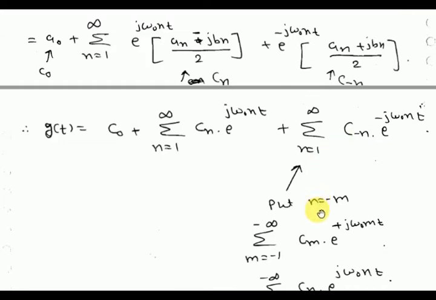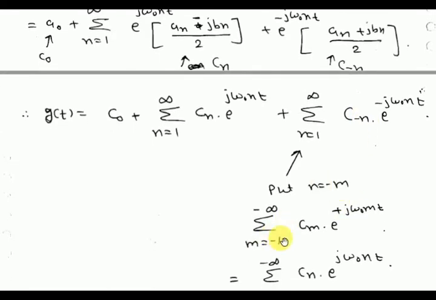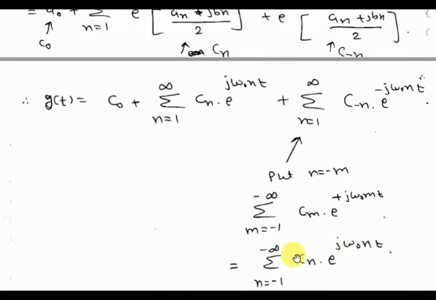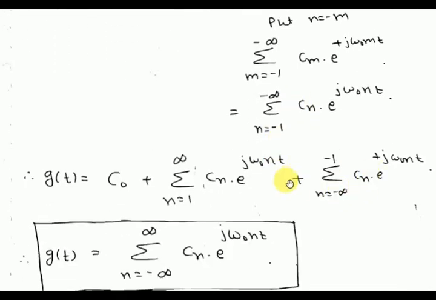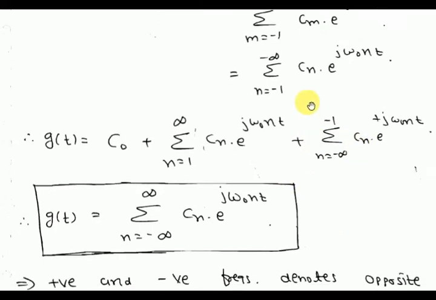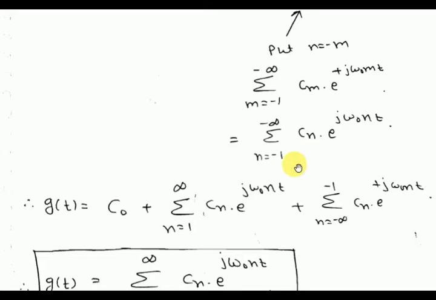How will we change it? First of all, put n equal to minus m, or minus n equal to m, whatever you say. The limit will be like this, minus 1 to minus infinity. If n is 1, m will be minus 1. If n is infinite, m will be minus infinity, and c minus n will be cm, and you will find it like this.